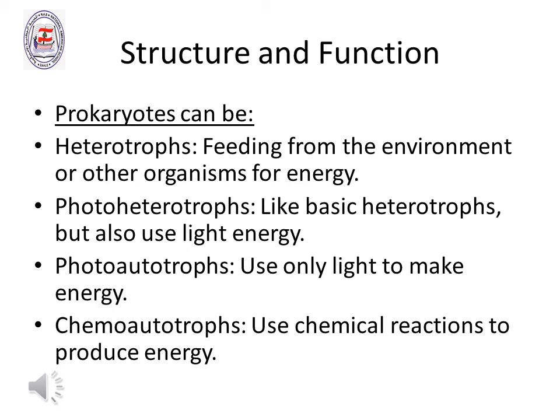Prokaryotes can be heterotrophs, that is, feeding from the environment or other organisms for energy. They can be photoheterotrophs, like basic heterotrophs but also using light energy. They can be photoautotrophs, which use only light to make energy, and chemoautotrophs, which use chemical reactions to produce energy.